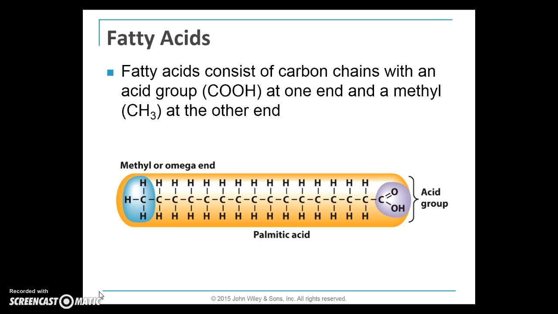So let's just talk about those 3 fatty acid molecules. If this is a picture of just one fatty acid molecule, a fatty acid molecule is a 16 carbon chain with an acid group at one end and a methyl group at the other end. The methyl group is considered the omega end, and that's going to be real important when you understand the concepts of omega-3 fatty acids and their importance in the diet. So the omega end and the acid group end.